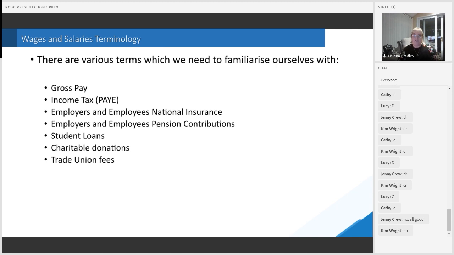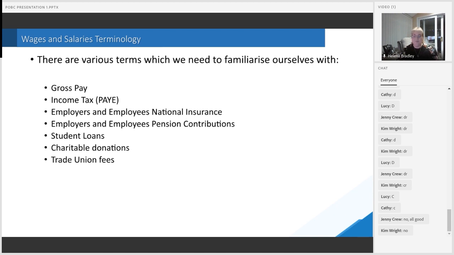Employers' and employees' national insurance. Both parties have to contribute, and this contributes to your social security benefits, things like your state pension, any statutory sick pay that you may be entitled to, maternity and paternity pay. That's what it helps to fund.